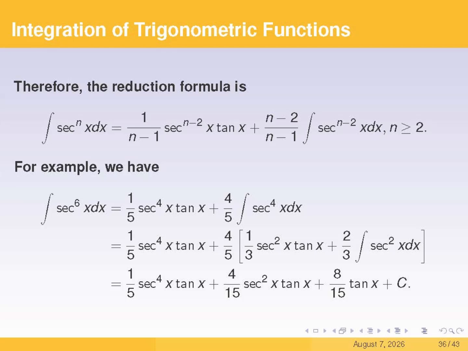We first reduce the 6th power to the 4th power, as displayed on line 4. Then, we reduce the 4th power to the 2nd power, as shown on the second to last line. Since the indefinite integral of secant x squared is tangent x, the calculation is completed and presented on the last line.